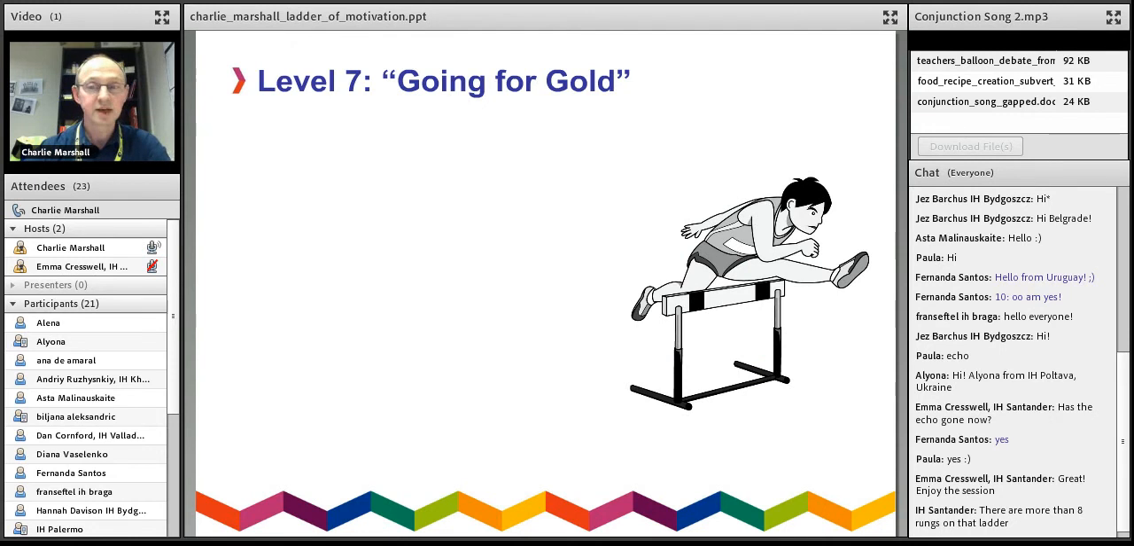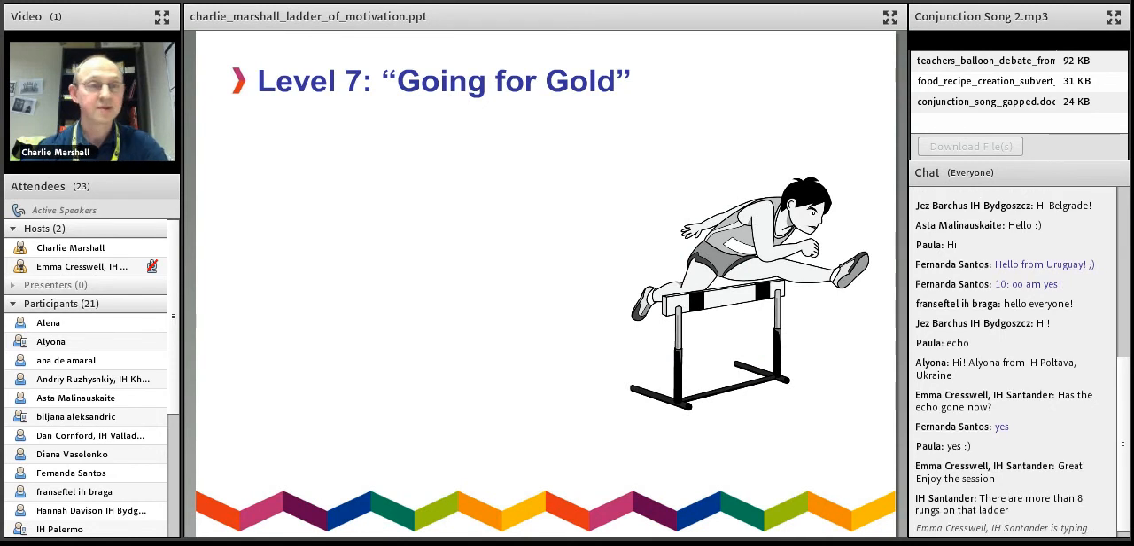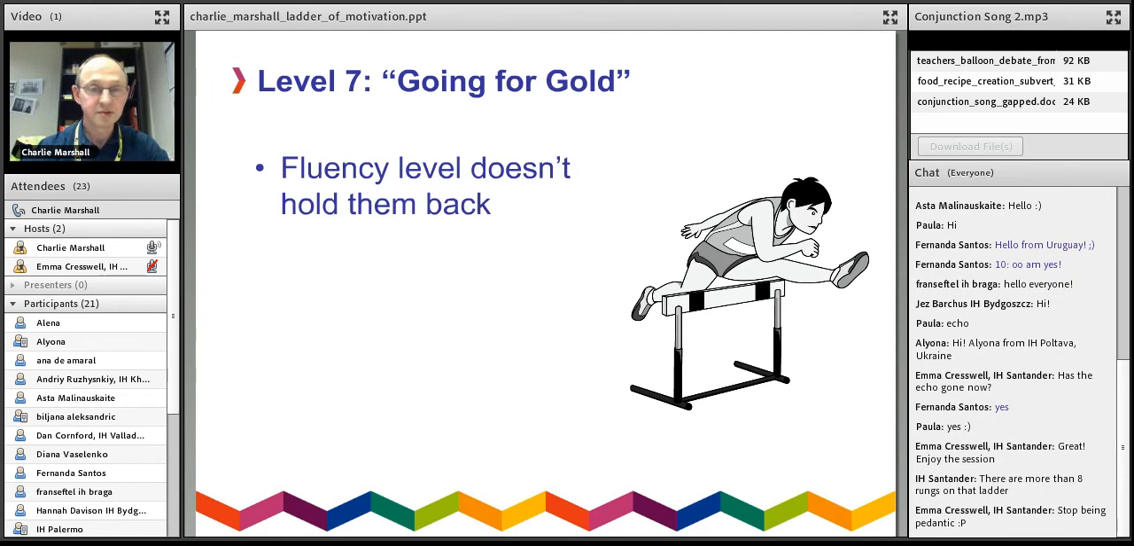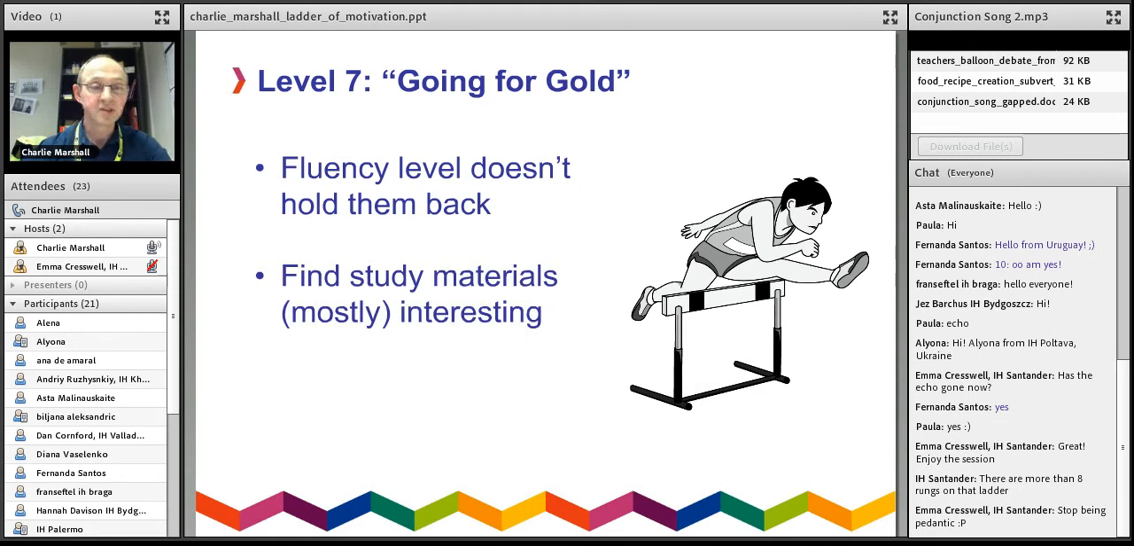The next level down, I'm going to call going for gold. Now, these are the people who would like to be the Incredibles and probably will be in the future. They're very fluent, very capable students. So fluency level doesn't hold them back, and they get on and do stuff all the time. They find the study materials interesting. You put things in front of them and they just dive straight in. And they still need a good coach because they're not the Incredibles yet.